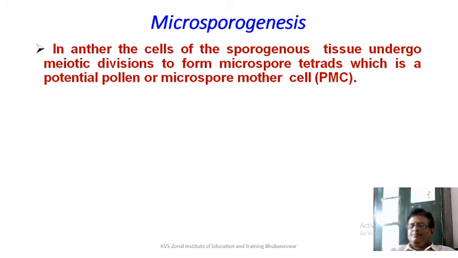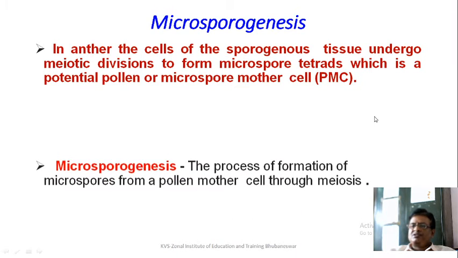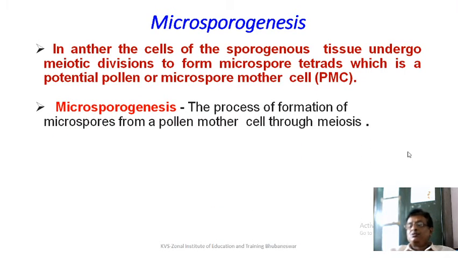In the anther, the cells of the sporogenous tissue undergo meiotic division to form microspore tetrads. The set of four is called a tetrad, which is derived from the potential pollen or microspore mother cell. So the term PMC stands for pollen mother cell.